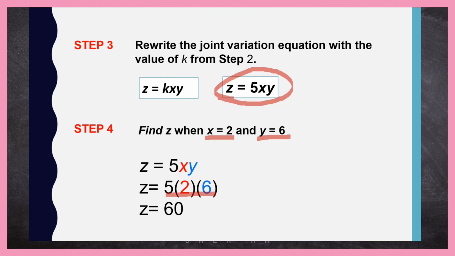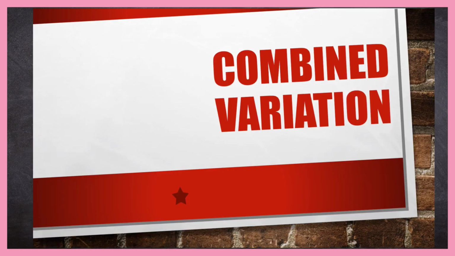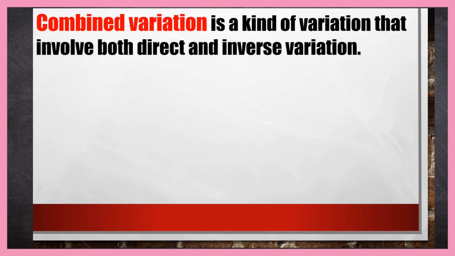So the final answer is 60 when X equals 2 and Y equals 6. This is the final answer, and this is an example of joint variation. Let us continue our discussion about combined variation.